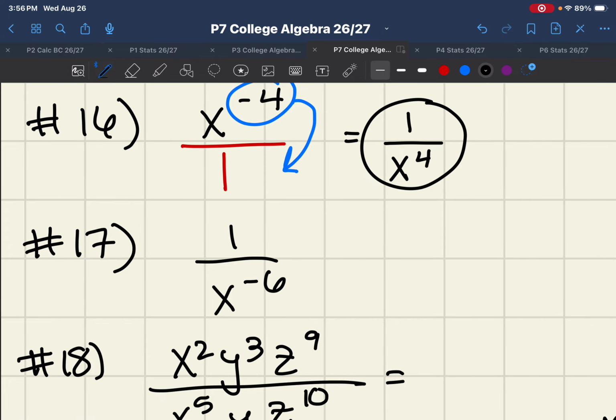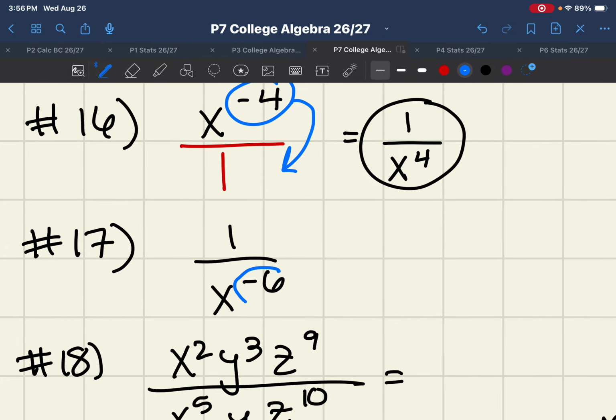Same if it's on the denominator. I'm going to take this negative exponent with the base, and I'm going to move it to the top. When I do that, it becomes positive. So I have x to the 6th power over 1, or just x to the 6th power.